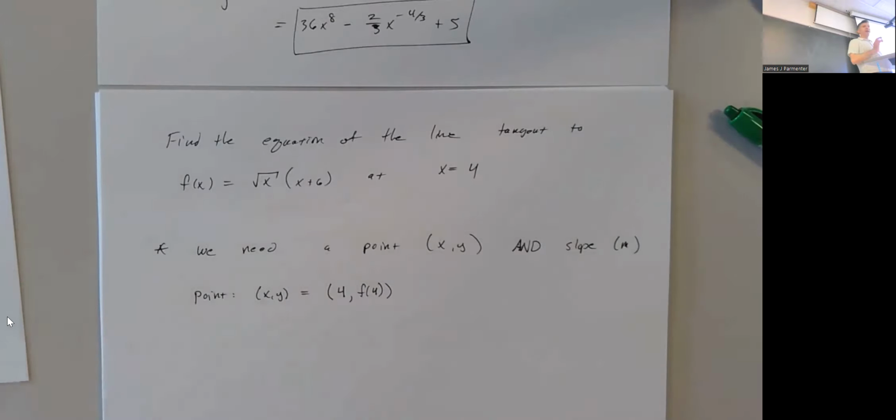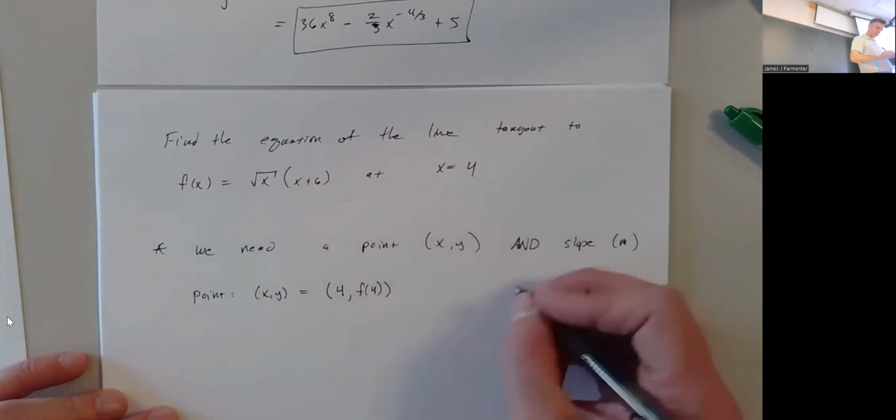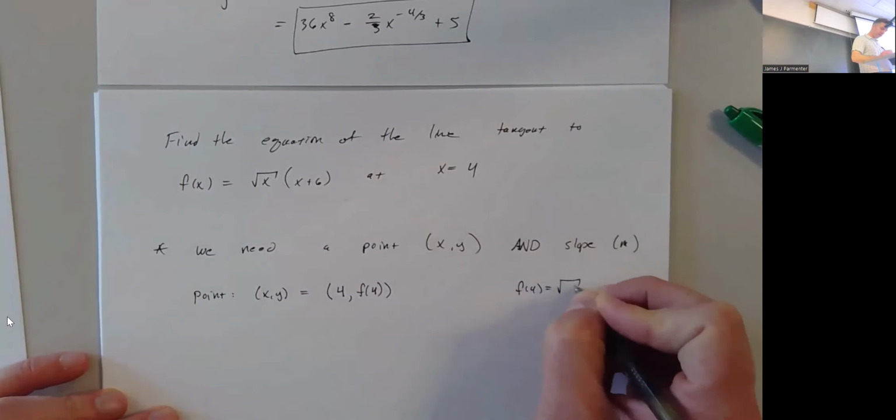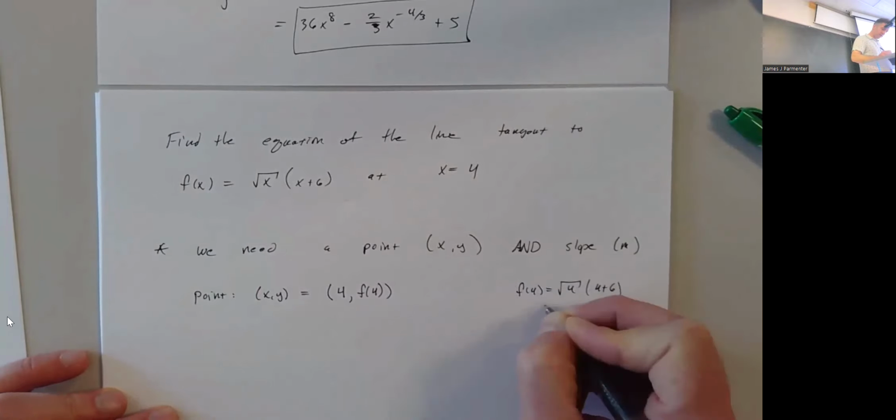So let's see, f of 4 is the square root of 4 times 4 plus 6, which is 2 times 10, which is 20. So that's my point of tangency. Whatever this graph looks like, I don't really know what it looks like. If I pretend it looks something like that, and over here, here's my point, 4 comma 20, I'm trying to find the equation of this tangent line. Sure, we'll pretend that looks like a tangent line.